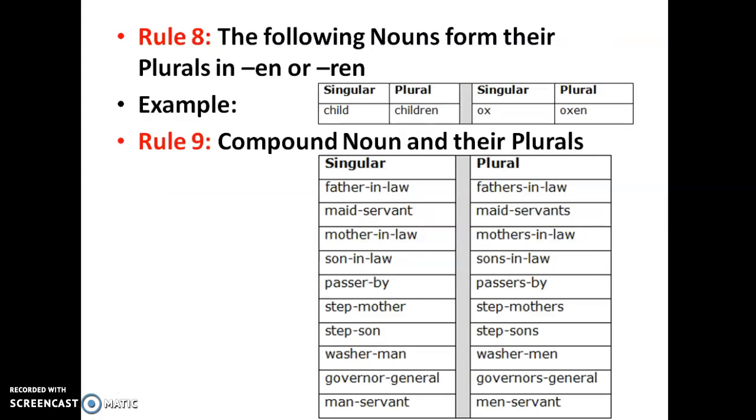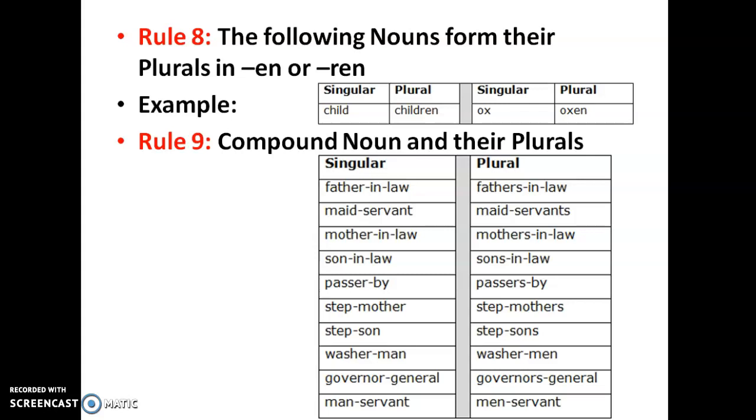Rule 8. The following nouns form their plurals in EN or REN. You don't have many words with this. One example is child, children. The plural will be with REN. Then ox, oxen, O-X-E-N. That's the plural for more than one ox.